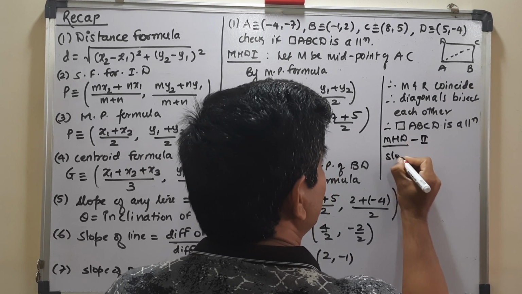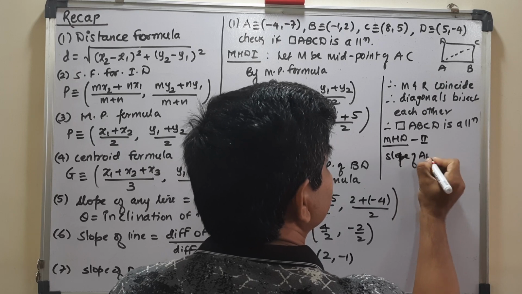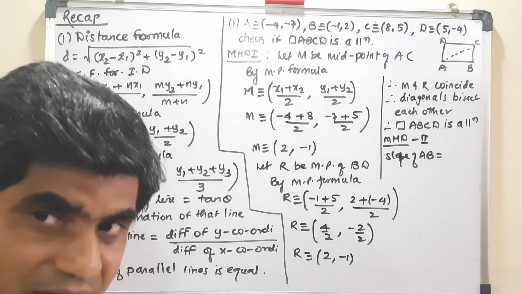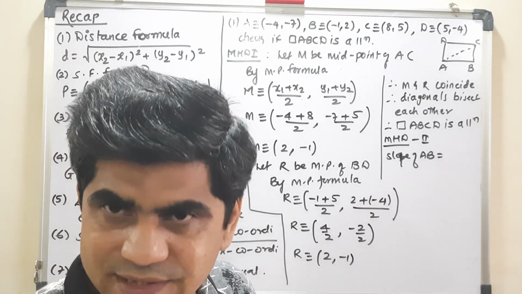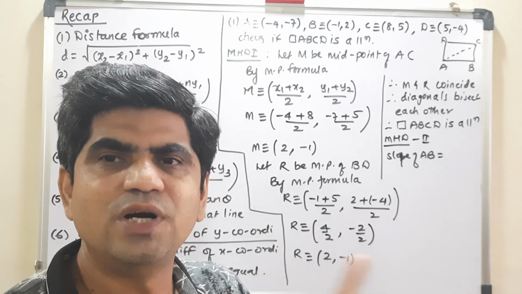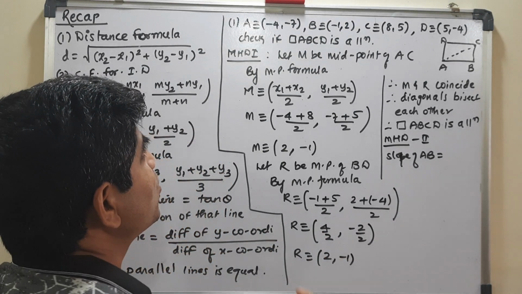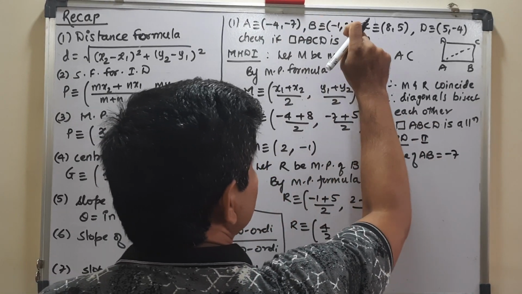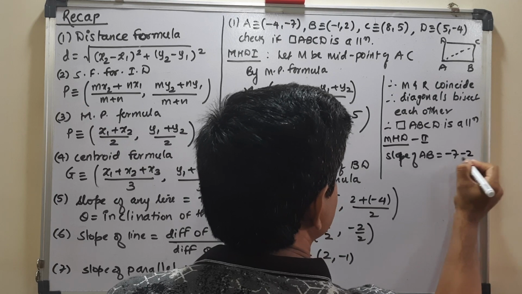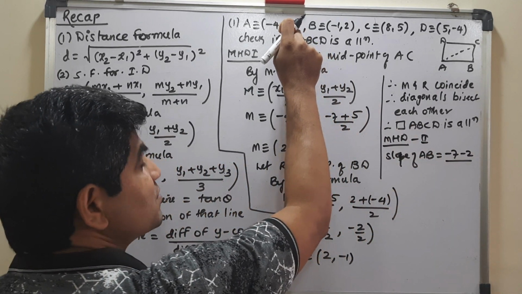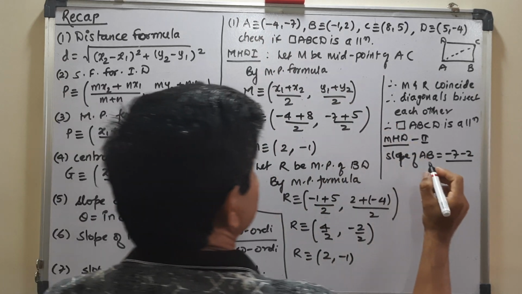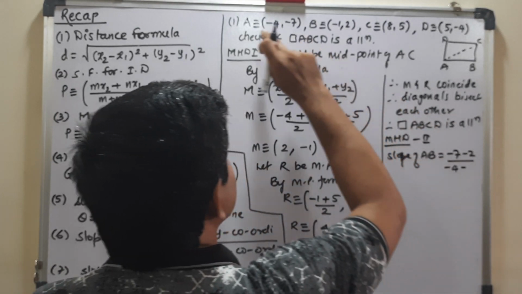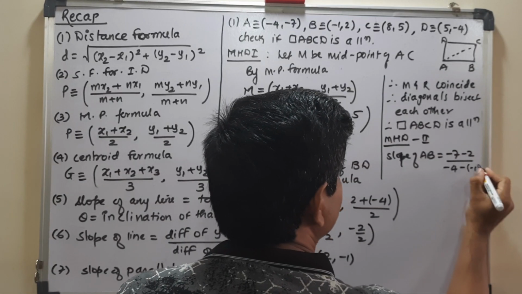I will find the slope of AB, if this is your A and this is your B. I never said it is y2 minus y1 upon x2 minus x1. I said what? Difference of y coordinate upon difference of x coordinate. So the difference of y coordinate, suppose this is your first one, that is minus 7. Then this is your next y, AB. So it is minus 2 upon, since I took this as first, this will come as first, that is minus 4 minus of minus 1.